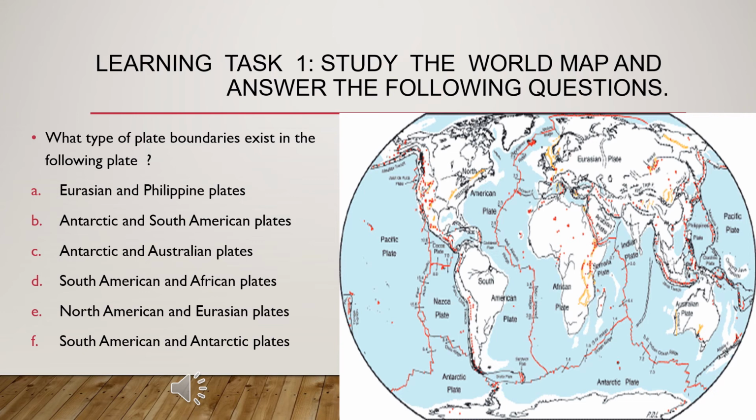Based on the videos and our discussions, for learning task 1, you are going to study the world map and answer the following questions. What type of plate boundaries exist in the following plates? Letter A, Eurasian and Philippine plates. Letter B, Antarctic and South American plates. Letter C, Antarctic and Australian plates. Letter D, South American and African plates. Letter E, North American and Eurasian plates. Letter F, South American and Antarctic plates.